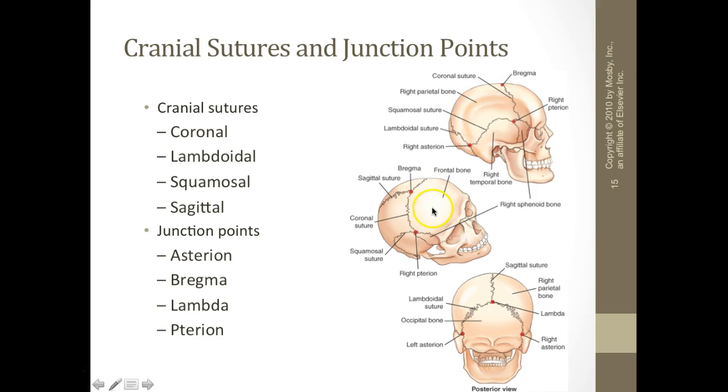So looking at it tilted, you can see your frontal bone with your bregma and your sagittal suture. Here's your coronal suture, your squamosal suture with your right pterion. So looking posterior PA, so here's your sagittal suture with your lambdoidal suture with your lambda, and you have your right asterion and your left asterion.